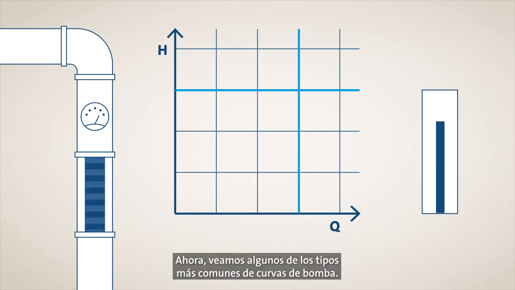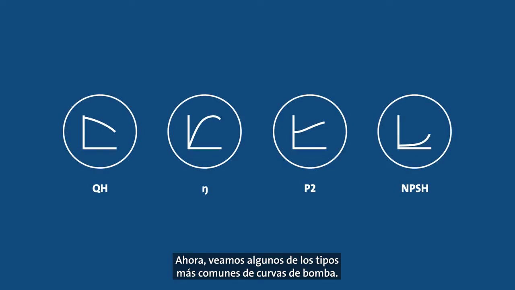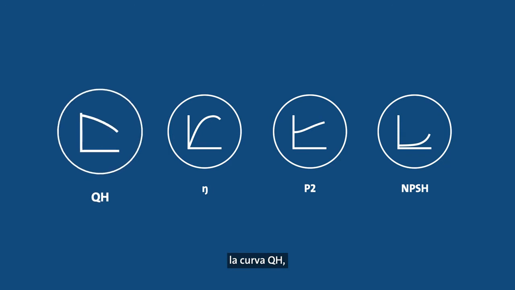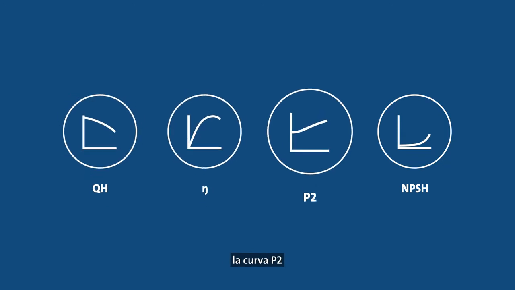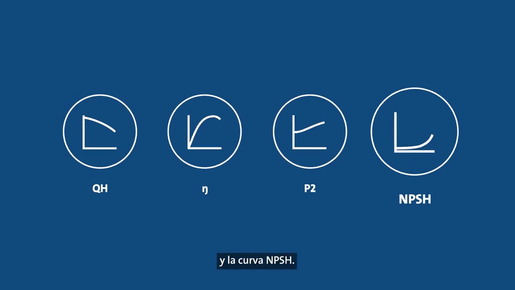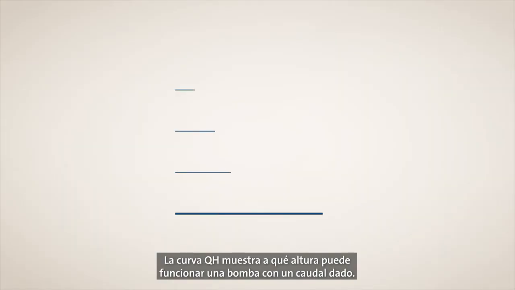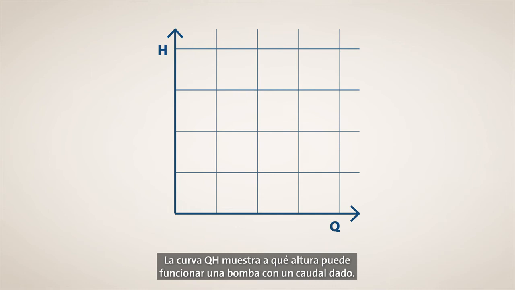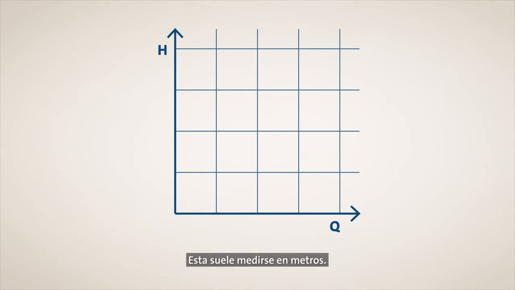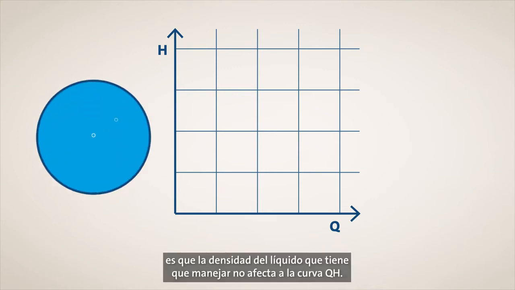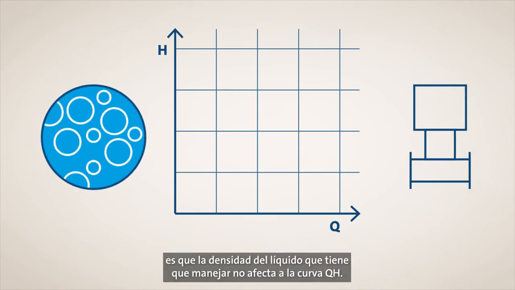Now, let's take a brief look at some of the most common types of pump curves. These include the QH curve, the eta curve, the P2 curve, and the NPSH curve. The QH curve shows the head that a pump is able to perform at a given flow. Typically, this is measured in meters. One of the advantages of measuring the head in meters is that the QH curve is unaffected by the density of the liquid it has to handle.